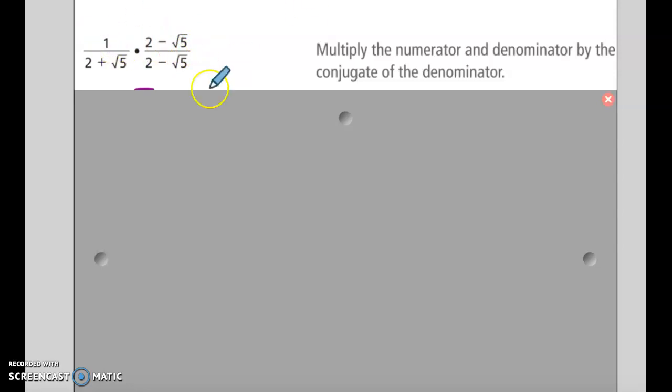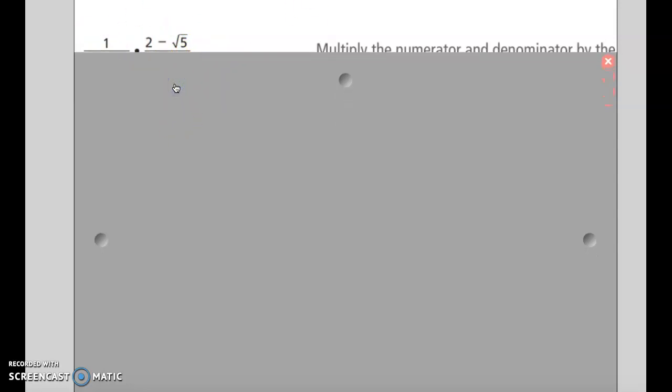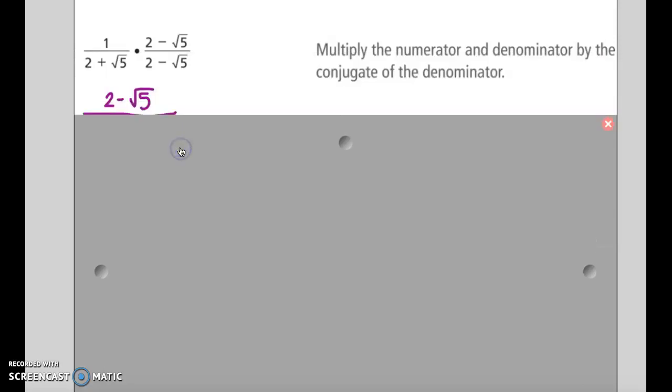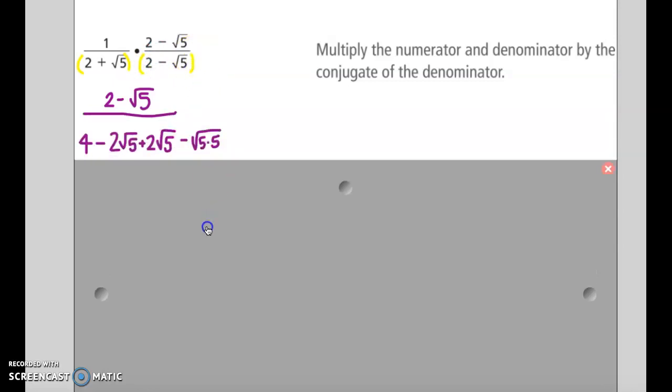So now we just look at this going straight across, right? 1 times 2 minus square root of 5 is just going to give me 2 minus square root of 5. Down here, though, 2 plus square root of 5 times 2 minus square root of 5. Here's where the foiling that we just learned comes into play. So we're going to have to FOIL. 2 times 2 gives me 4. 2 times negative square root 5, can't combine, so negative 2 square root 5.